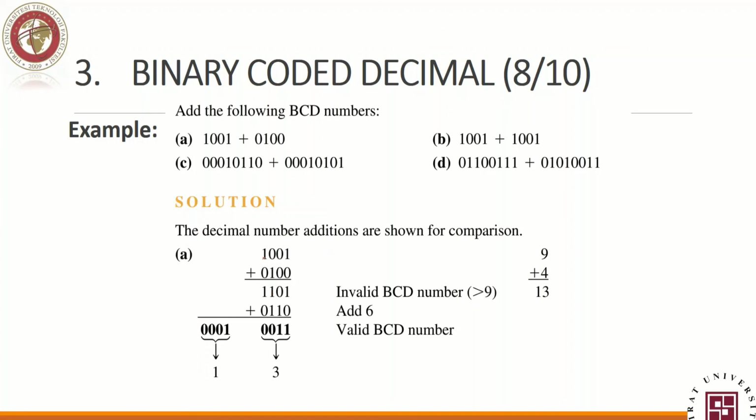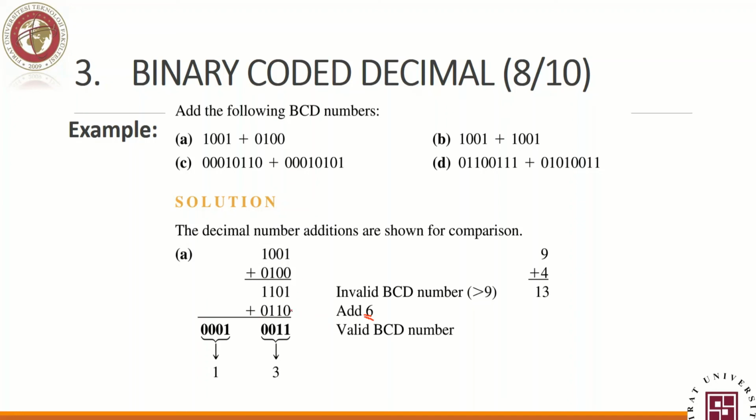0 plus 1 is 1. 1 plus 0 is 1. So 1, 1, 0, 1. This is an invalid BCD code. We don't have a BCD code like this. We need to add to it 0, 1, 1, 0. That's 6 in decimal. Add it to it.